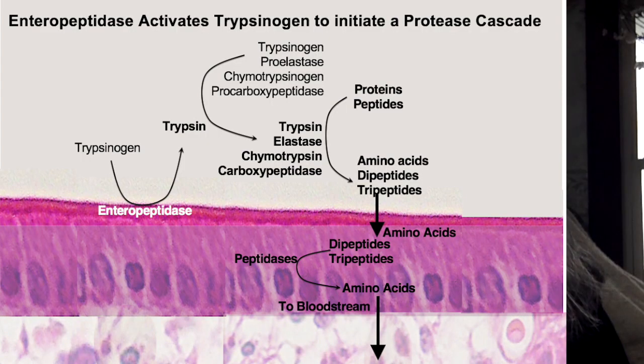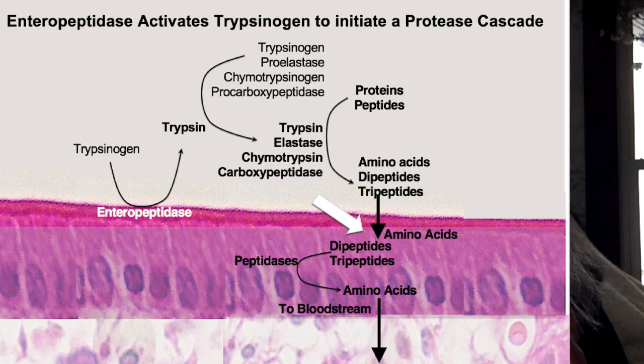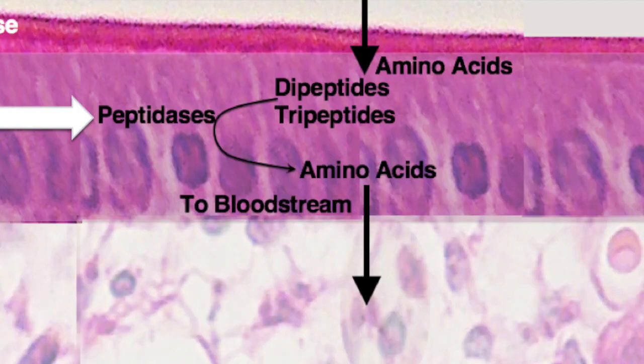And so once these proteins are cleaved by these proteases, both from pepsin and pancreatic proteases, they're taken into the enterocytes, the epithelial cells lining the small intestine. And then they're broken down even more by peptidases that are in the enterocytes. Finally, these are shuttled into the bloodstream as amino acids.